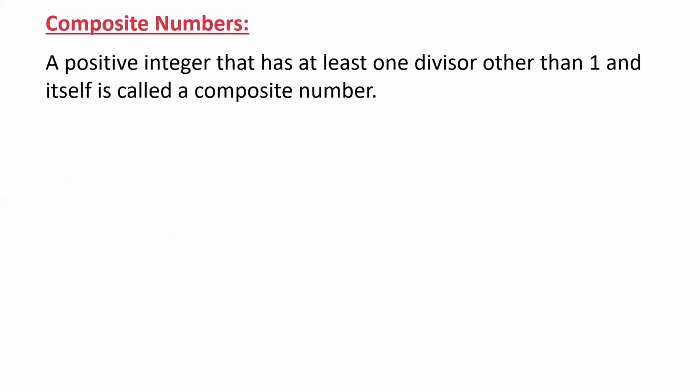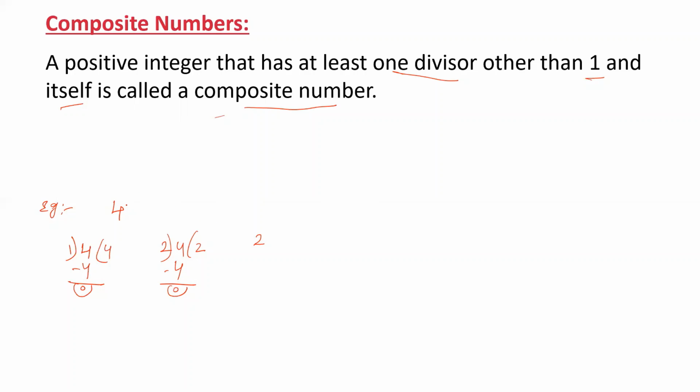Composite numbers. A positive integer that has at least one divisor other than 1 and itself is called a composite number. Take an example: 4. Divide by 1, remainder 0. Divide by 2, remainder 0. In the 3 table, we won't get 4.